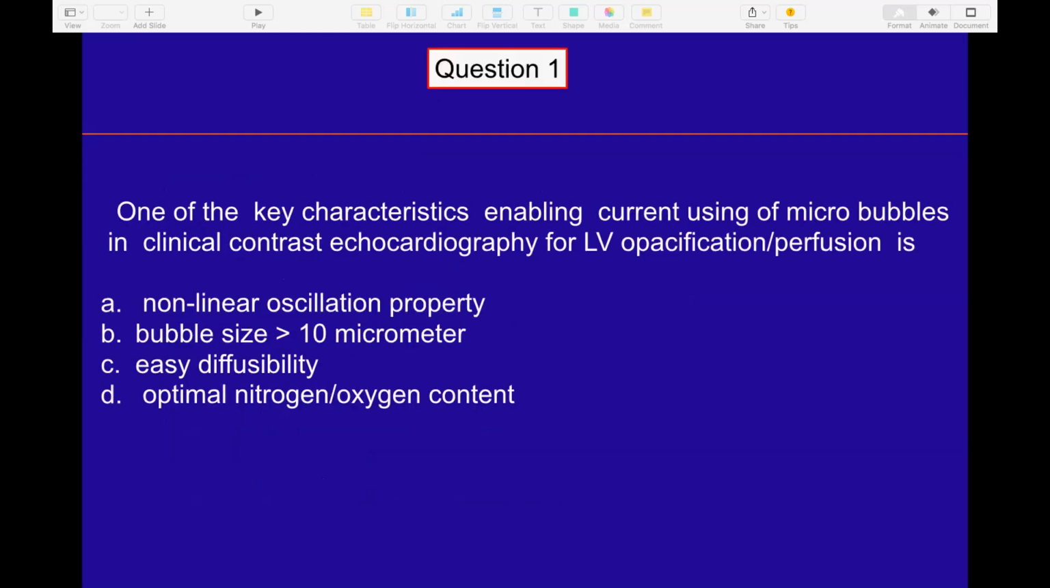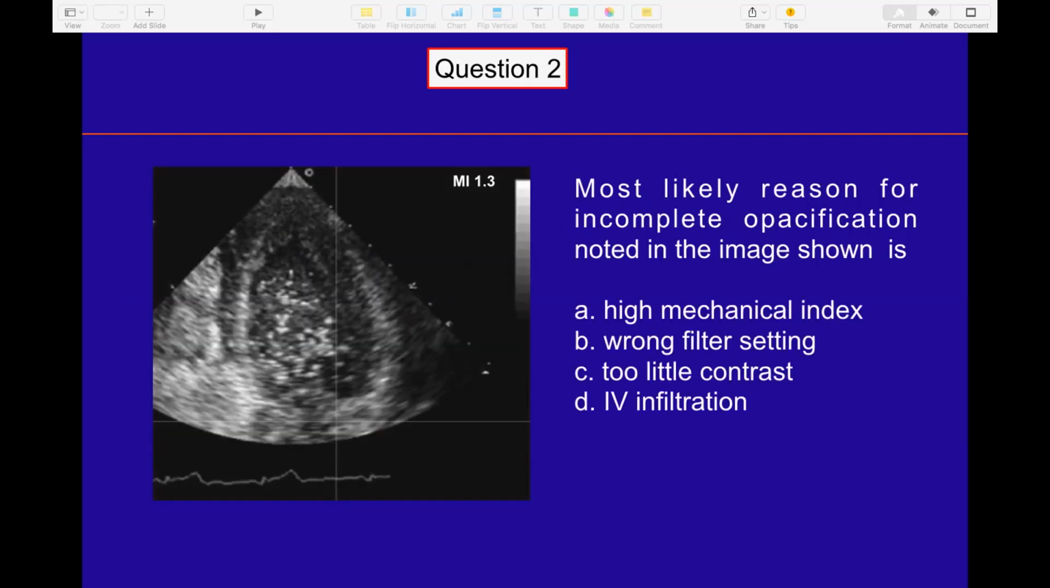So the first question is, one of the key characteristics enabling current use of microbubbles in clinical contrast echo for left ventricular opacification and perfusion is: nonlinear oscillation property, a bubble size greater than 10 micrometer, easy diffusibility, or optimal nitrogen oxygen content. So note down your answers for yourself, and then we'll move on to the next question. In this still frame image, the most likely reason for incomplete opacification noted in the image is: a high mechanical index, wrong filter setting, too little contrast, or IV infiltration.